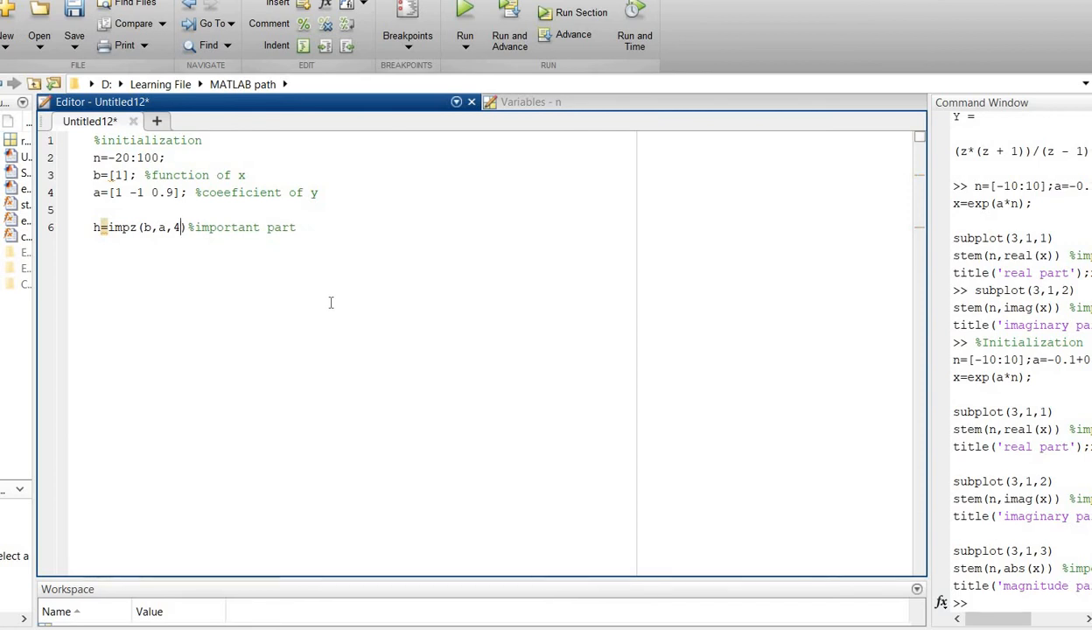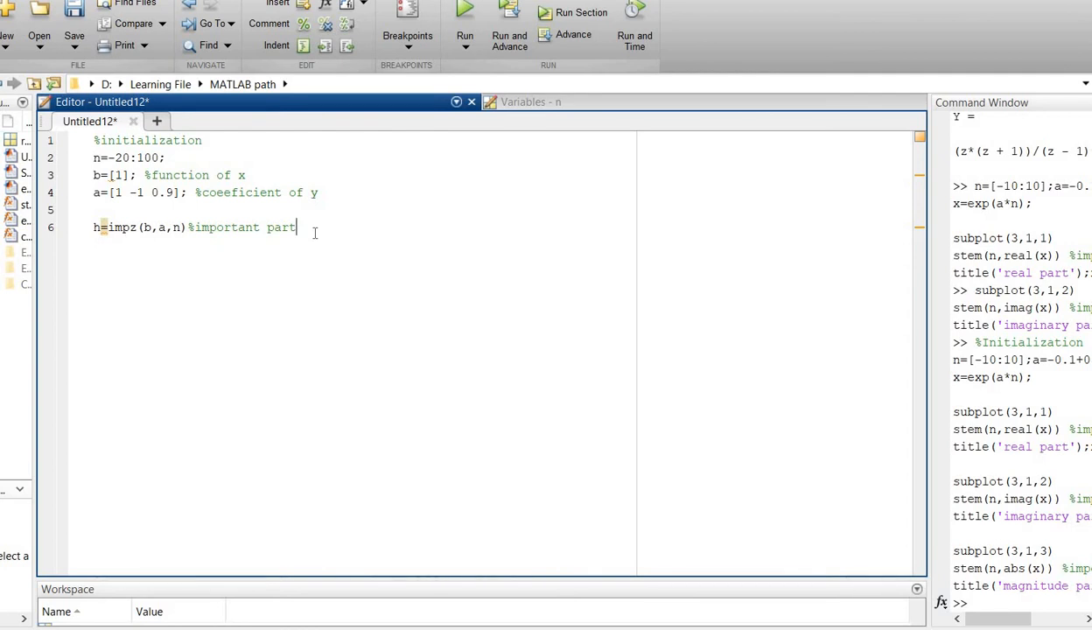But since we're dealing with the given requirements from -20 to 100, we're going to put it here. Again, you could just put a number, and it would start from 0 to the number that you've selected or inputted. Okay, so this again is the important part.